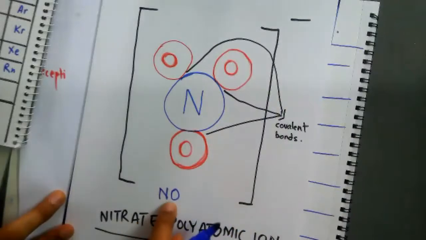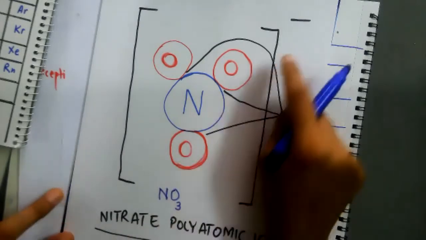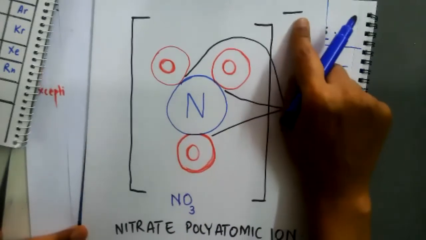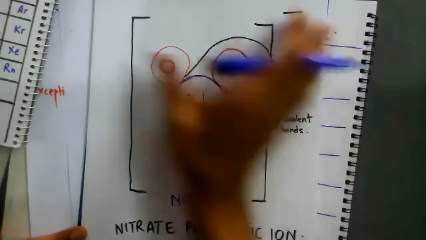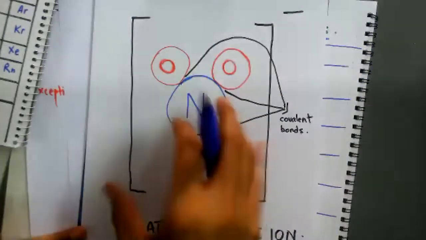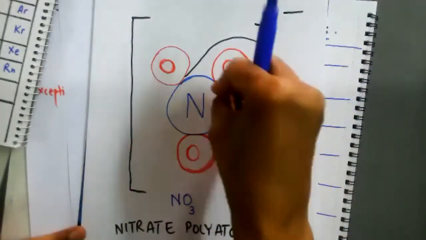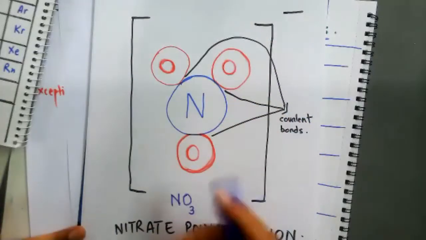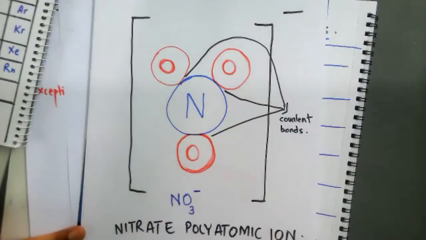So nitrogen is one, so I won't write anything because we don't write one, but there are three oxygen atoms, so I will write three here. And the net charge is minus one. This whole thing has an extra negative charge on it, the whole thing, okay, minus.